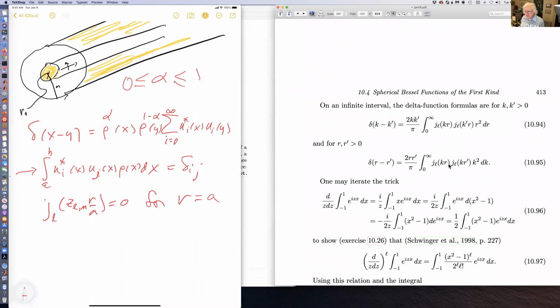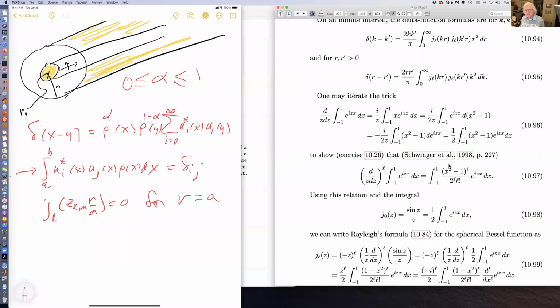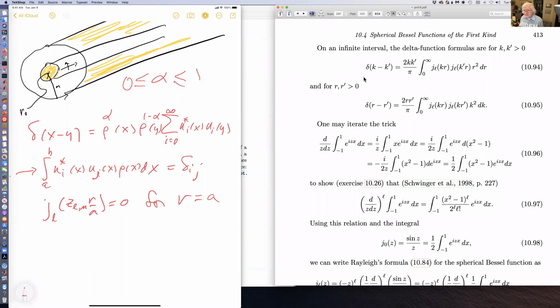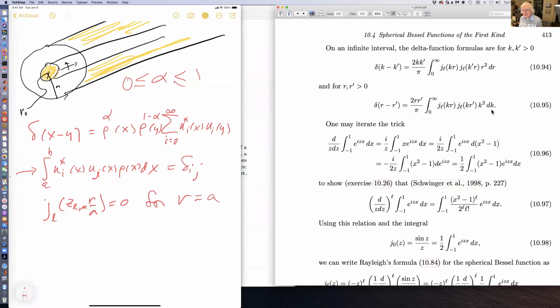On an infinite interval, these things change somewhat, and they become a delta function of k minus k prime is 2k k prime over pi. And then instead of integral from 0 to a, we go from 0 to infinity. The weight function is r squared. And so that's in terms of k, but we can also write them in terms of r and r prime.